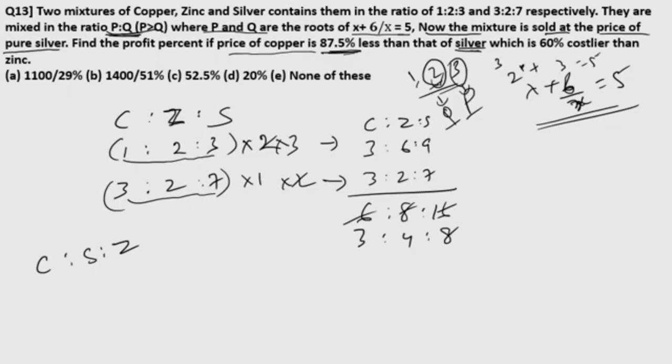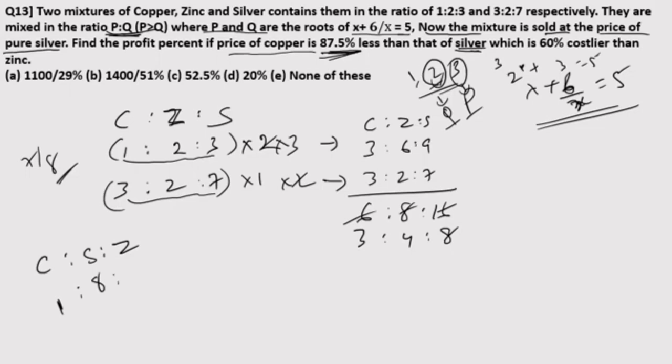87.5% is 7 by 8. I have covered this fraction to percentage equivalence in the arithmetic masterclass video. Kindly check that if you are unable to follow what is 87.5%. So that is 7 by 8, 7 by 8 less than silver. So silver I'll assume 8. Why? 7 by 8, denominator is 8, so I'll assume silver 8. So 7 less than 8, that is 1. Okay, copper corresponds to 1.